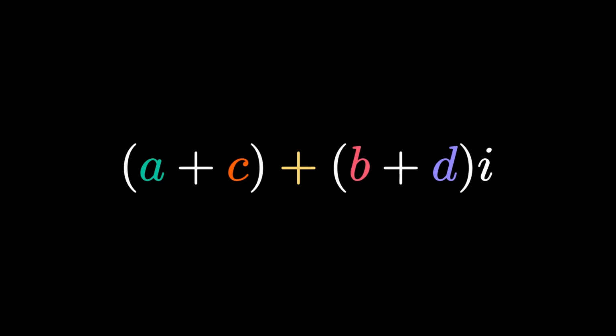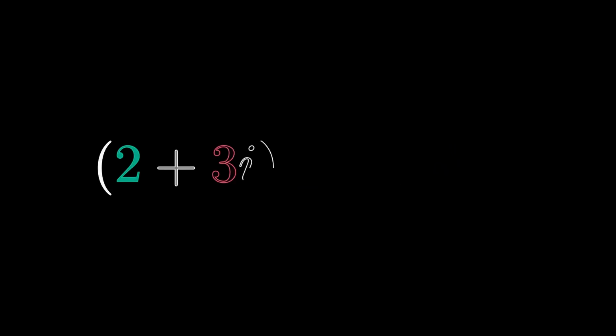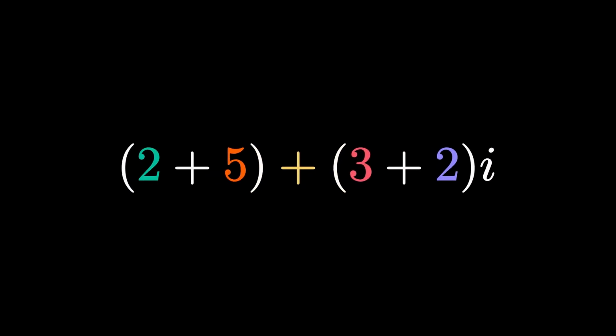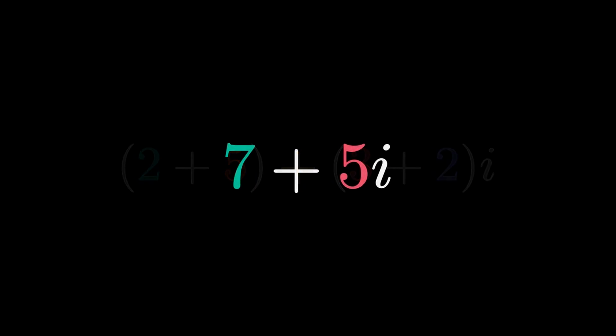Let's have a go at adding two complex numbers, where one of them is 2 plus 3i and the other is 5 plus 2i. So we're going to add the real parts together, 2 plus 5, and the imaginary parts together, 3 plus 2. And so the new complex number is 7 plus 5i.